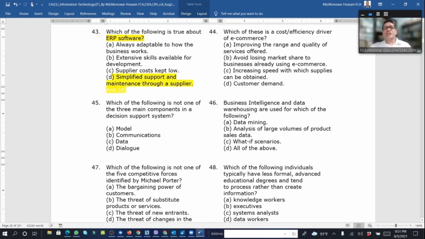Which of these is a cost efficiency driver of e-commerce? The answer says C: increasing speed with which supplies can be obtained. Which of these is a cost efficiency driver of e-commerce?